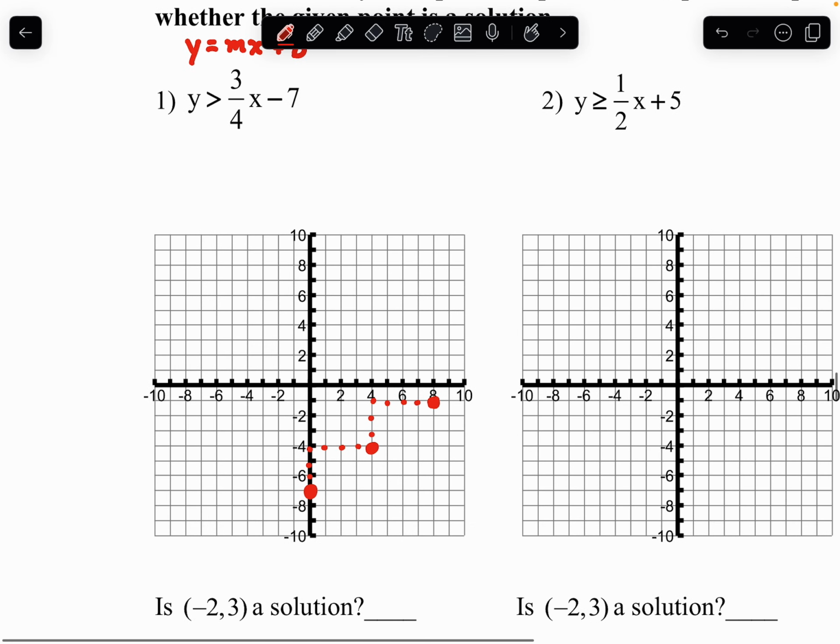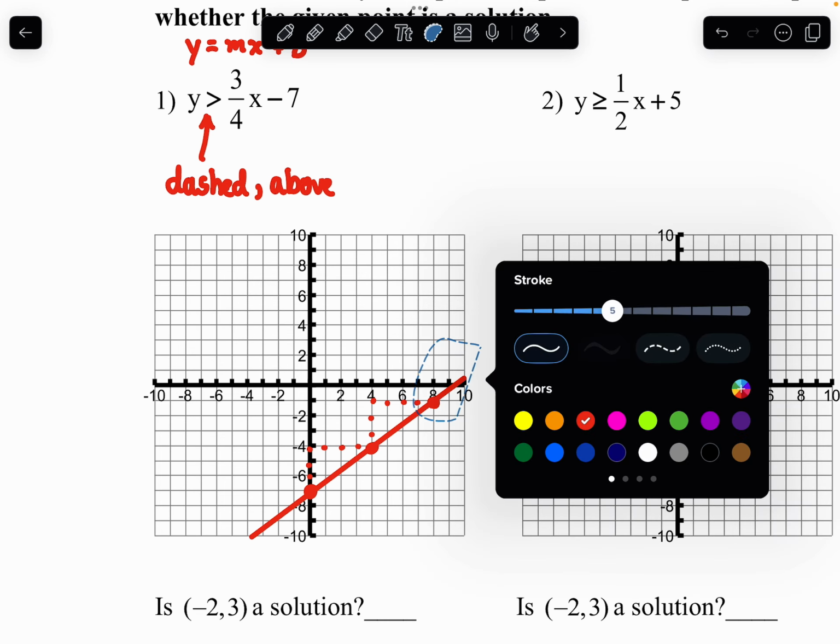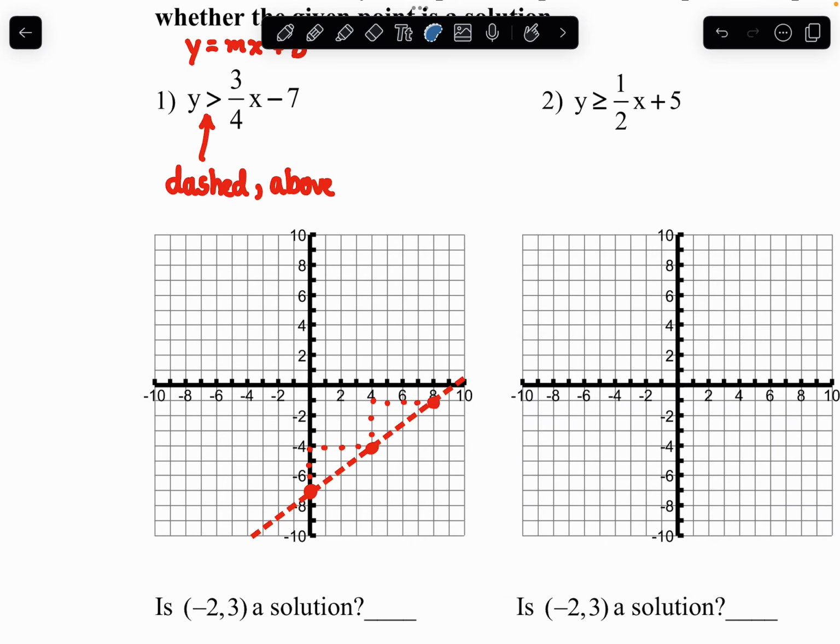Now, because we're not equal to, that is going to give me a dashed line. I don't want a solid line, and it's greater, so that means we are above. So when I make this line, I'm going to have to move it a little bit, and I'll adjust the type of line here in a second. Make sure you go all the way through that coordinate plane, and then I'm just going to make sure that I have that dashed line.